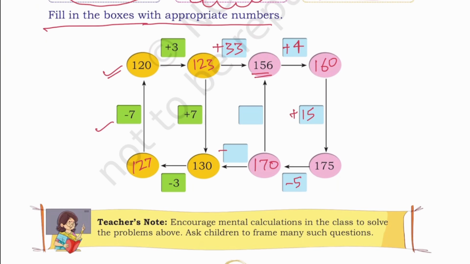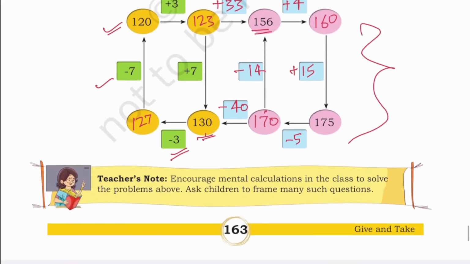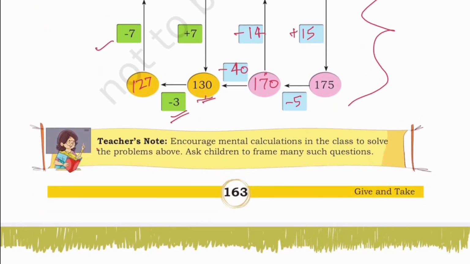Then if 40 is subtracted from it, you will get 130. 133 subtracted from 130, you will get 127, or 170 minus 14, you will get 156. Your answer could be different from mine. Kindly note that. Teacher's note: encourage mental calculation in the class to solve the problem above. Ask children to frame many such questions.